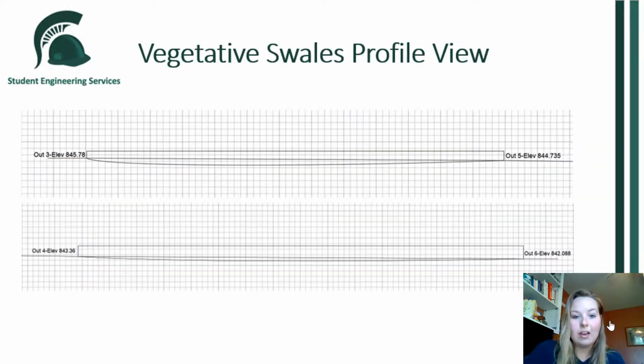And here is a profile view of the vegetative swales. The top elevation is the ground elevation, and as you can see, the outlets are all here from what we calculated previously for the inverts. And as you can see, the bottom slope of the vegetative swales matches very closely with the sewer pipe that lies within it.